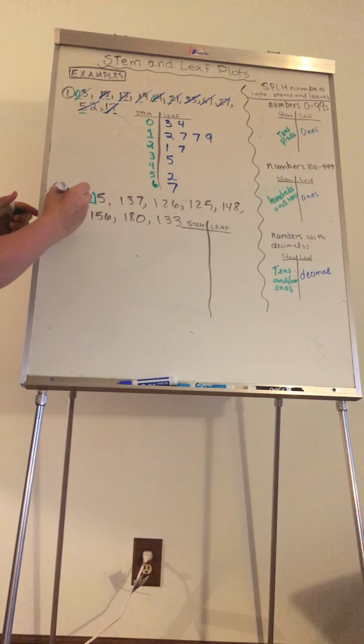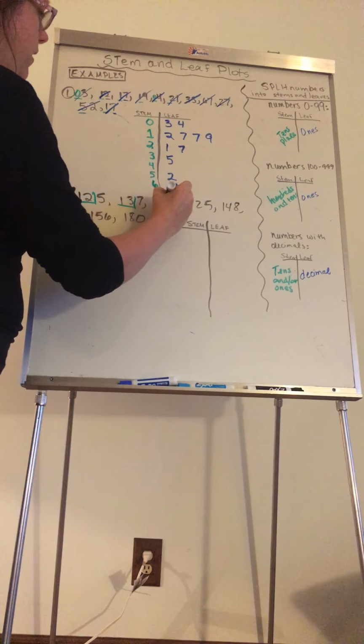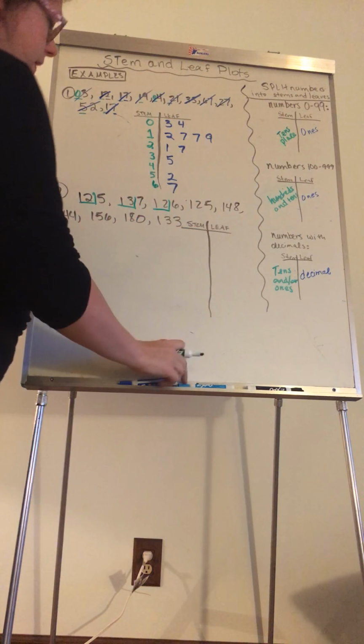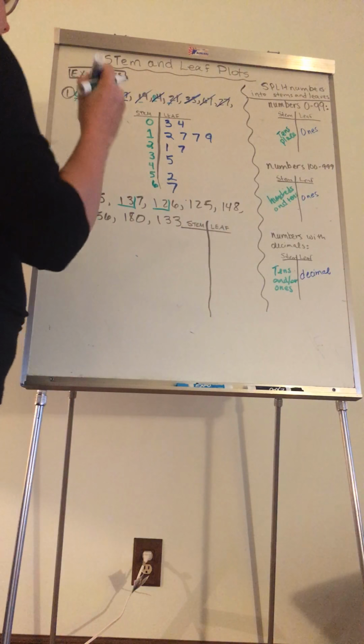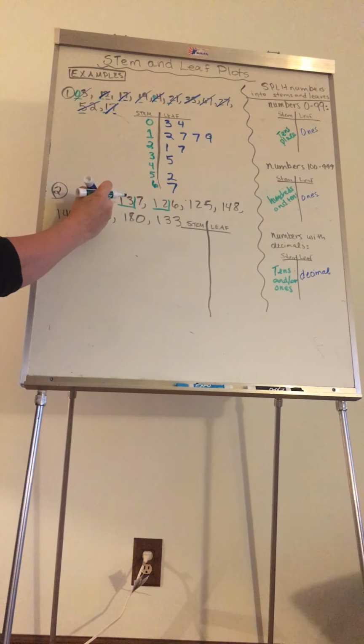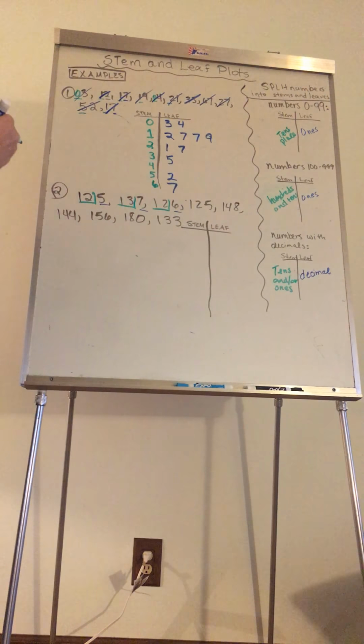So I'll have 12, 13, and then I have my ones place. That'll go on the other side. That's what I mean when I say hundreds and tens. I put the 100s in the tens place. So let's look at this.